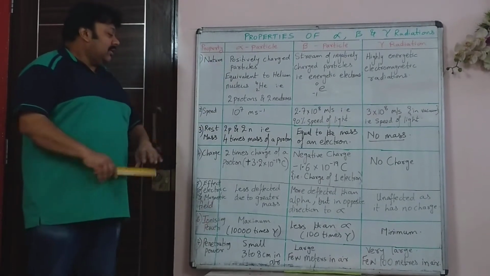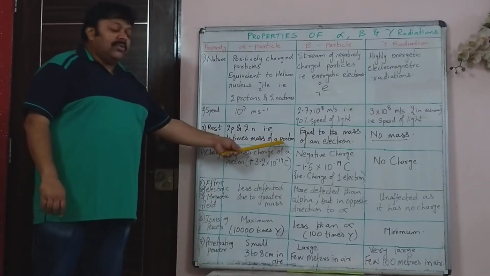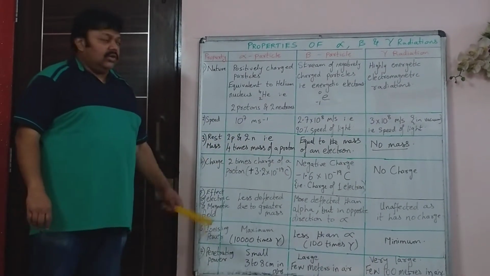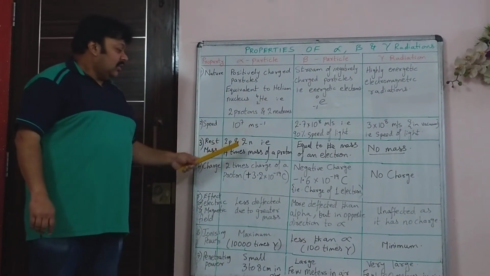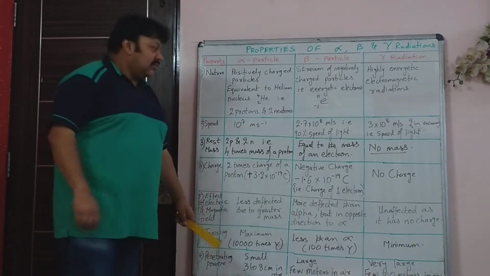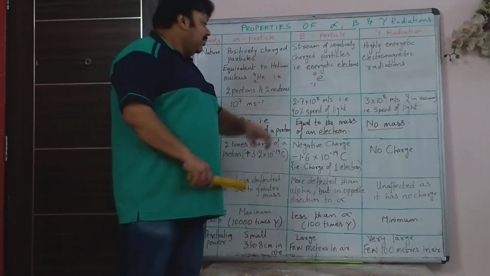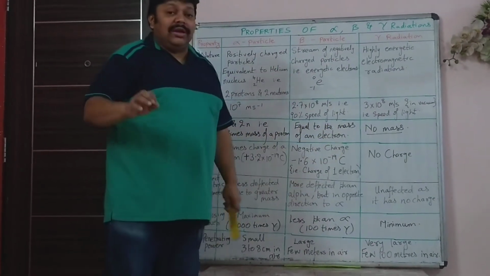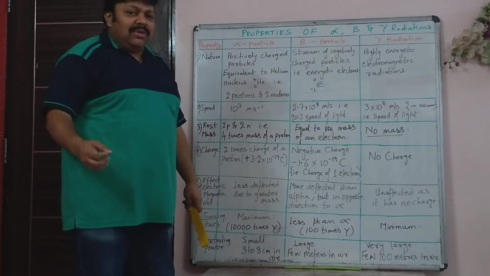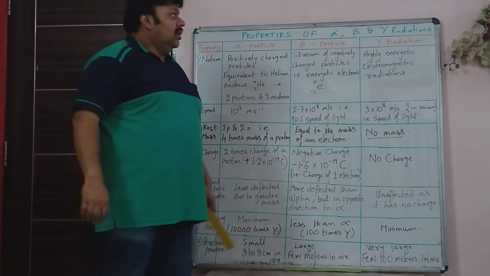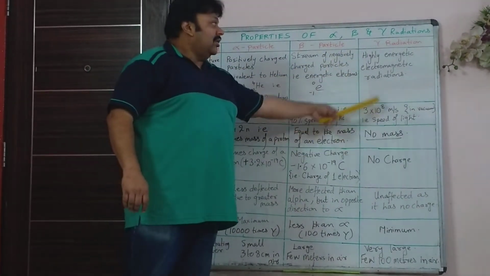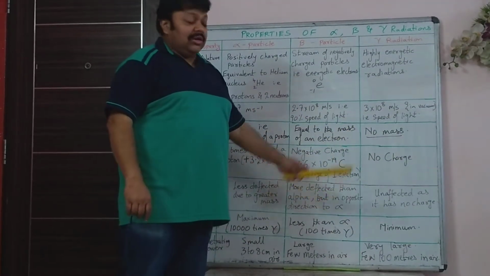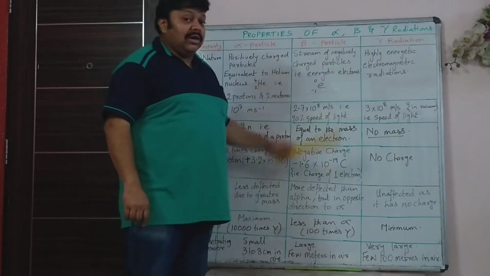For alpha particles, as I told you, it is the mass of 4 protons. Basically it is 2 protons and 2 neutrons, equivalent to the helium nucleus. So 4 times the mass of a proton. For beta particle, the mass is equivalent to the mass of an electron, which means it has mass but very small. The radiation which has no mass is gamma radiation. Sometimes they ask, which particle has no mass? It is gamma radiation, don't write beta.